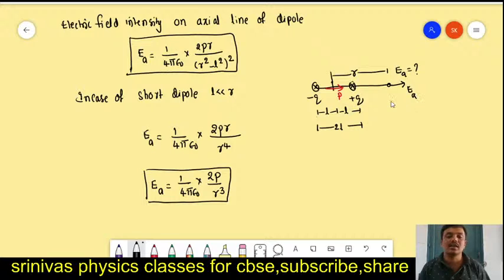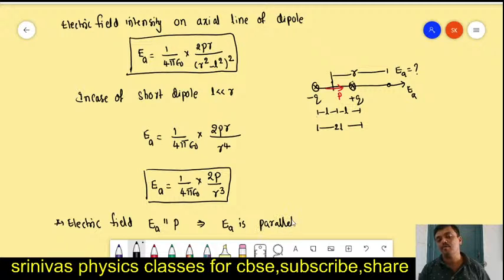Intensity on the axial line is right side. Then electric field intensity on the axial line of a dipole. Electric field EA is a vector. The electric field intensity on the axial line is parallel to the dipole moment. Okay, EA is parallel to the dipole moment. Understood? Right. Let us go for the electric field intensity on the equatorial line.